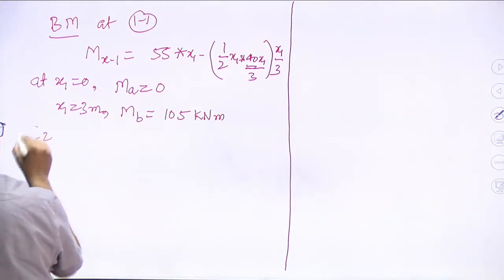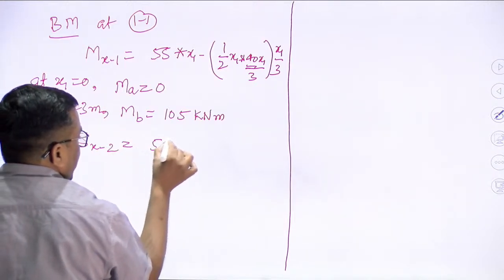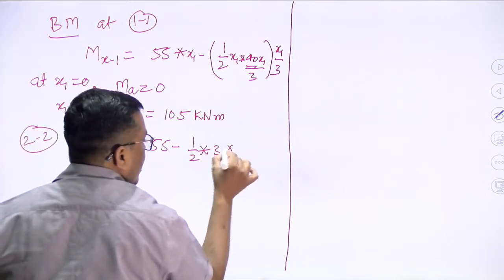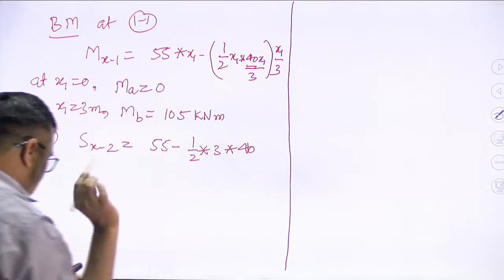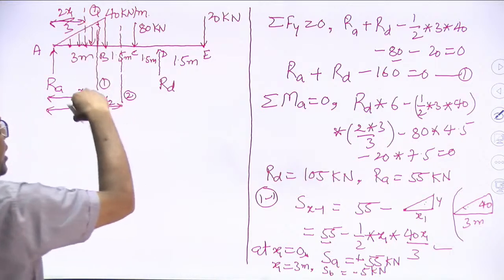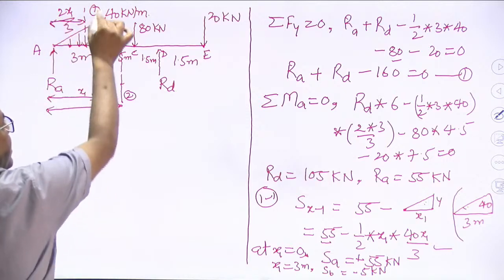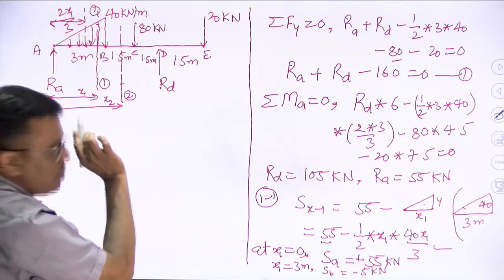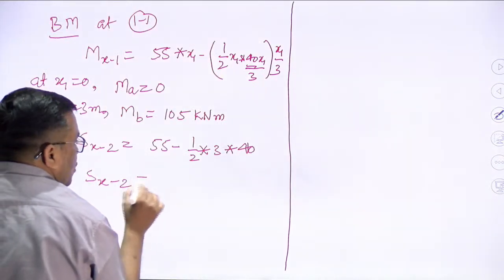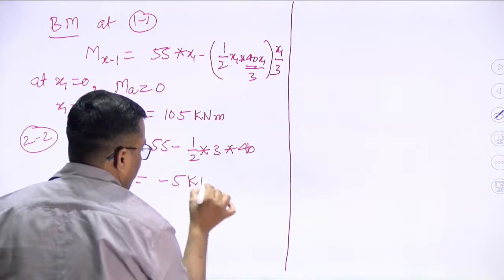I can write here the shear force at section 2 will be 55 minus half into 3 into 40. Okay? Sign convention is known to me. Left side upward is positive, downward is negative, and on the left side of section 2 there are two forces. One is the support reaction, another one is the triangular load. So there are two. Okay. So 55 minus this. Shear force at section 2, how much is it coming out? It is coming out minus 5 kilonewton.